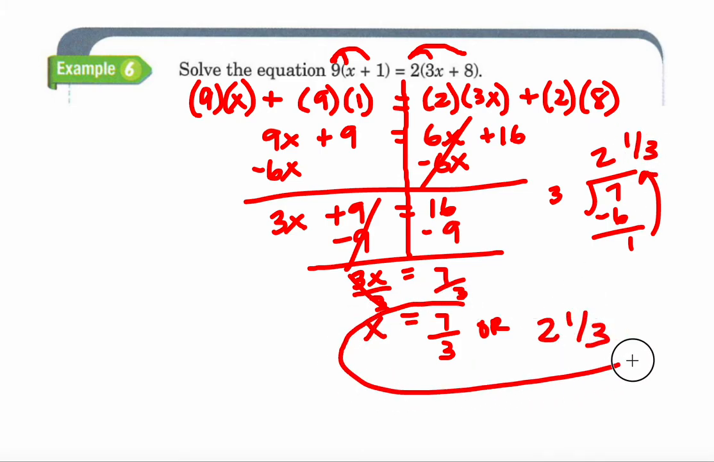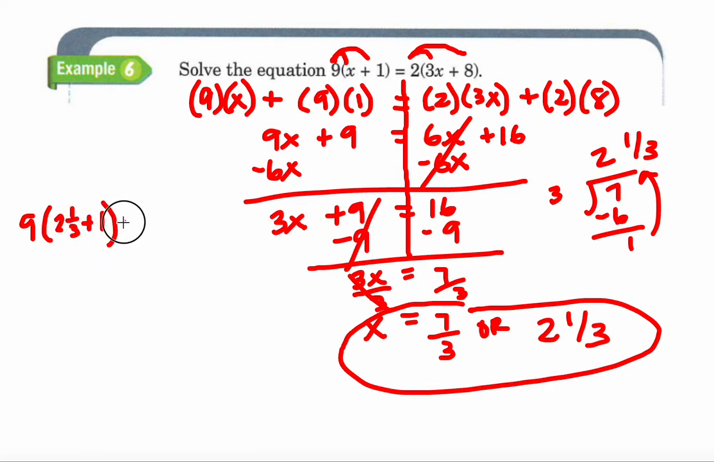Let me definitely check that because I have a fraction answer. Okay. So I have 9 times x plus 1. So let's do 2 and 1/3 plus 1 equals 2 times 3 times x. 3 times my x. You know what? I'll use 7/3 instead of 2 1/3. Plus 8.